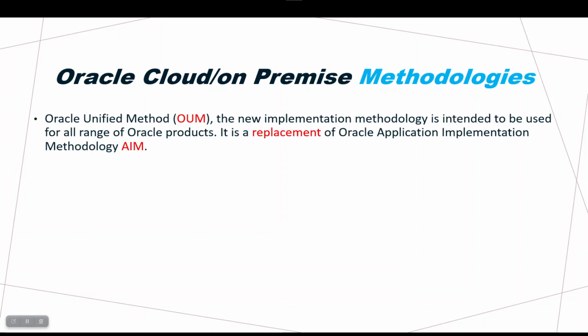Oracle Unified Method, OUM. This is the latest, new implementation methodology intended to be used for the whole range of Oracle products. It is the replacement of Oracle Application Implementation Methodology, AIM. So we have two methodologies, OUM, Oracle Unified Method, and AIM, Oracle Application Implementation Methodology. This is the old version, this is the new or current version.